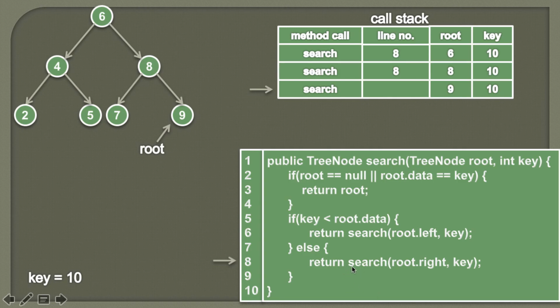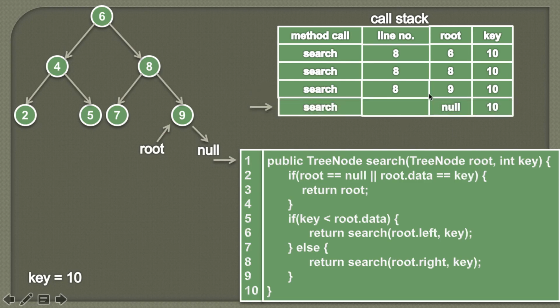So here you can see we are again calling search method and we are leaving this search method at line number 8. So we'll keep the track of the line number, and we'll call the search method by passing in root.right. So here you can see root is pointing to 9 and its right is pointing to null because there is no right child to node 9. So on the call stack there would be one more search method. So value of root will be null. So root will point to null.